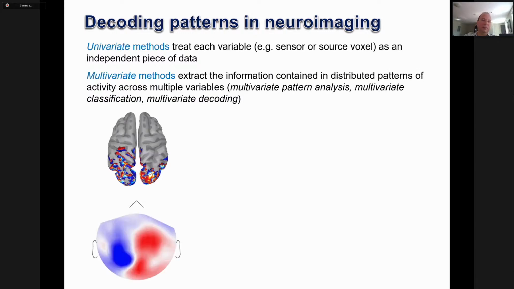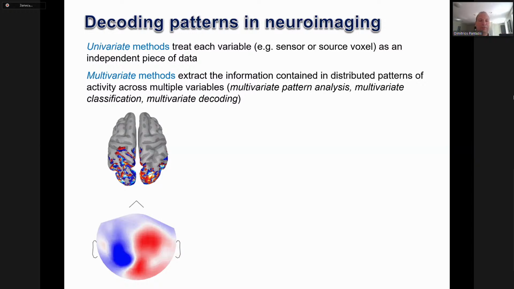The main method of analysis of neuroimaging data is univariate methods, meaning that every variable is analyzed separately as an independent piece of data. So every sensor or every voxel is seen as a separate variable, and we study effects. And because you have so many of these variables, you often hear about mass univariate methods, meaning that you conduct univariate tests on a massive scale, one after another, constructing maps.